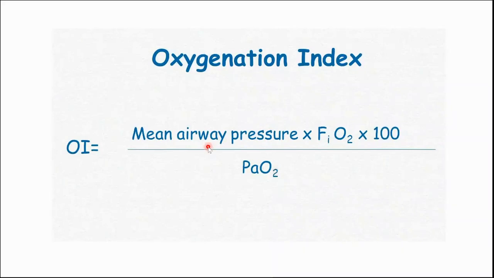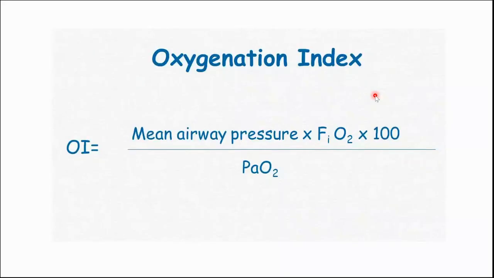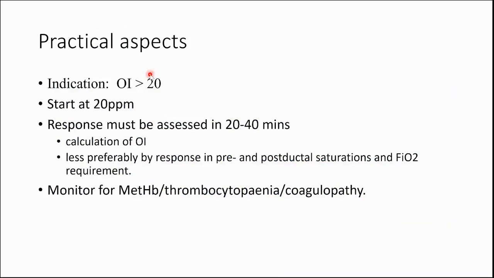And I hope you know how to get the mean airway pressure also from the ventilator. It's very easy. When you see the ventilator screen, it's displayed. It's not rocket science, no big deal. You can just look at the ventilator screen and get the mean airway pressure. So that's how you calculate the oxygenation index.